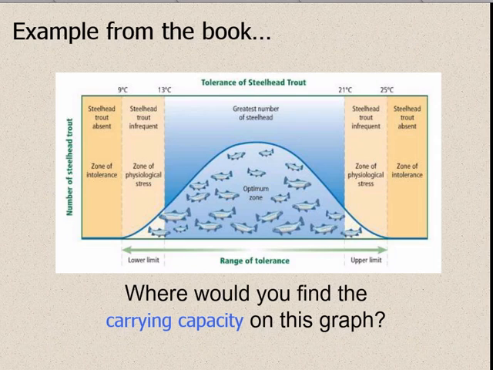So then the bottom says, where would you find the carrying capacity on this graph? Well, the carrying capacity is the maximum number within that range of tolerance. So it is the blue line, that bell curve that you see here. That's the range of tolerance. That's the carrying capacity. So at the ideal temperatures, you see the highest carrying capacity. But when you get very cold temperatures or very warm temperatures, notice that the carrying capacity drops significantly.